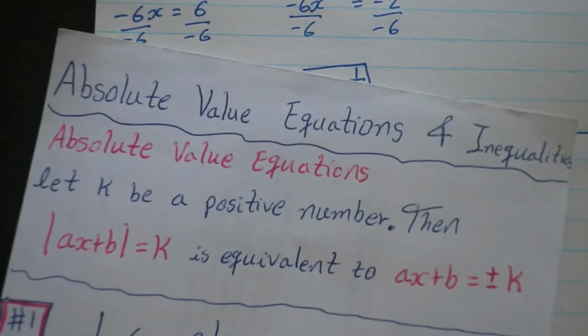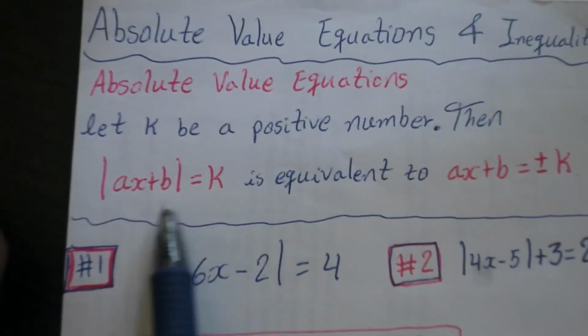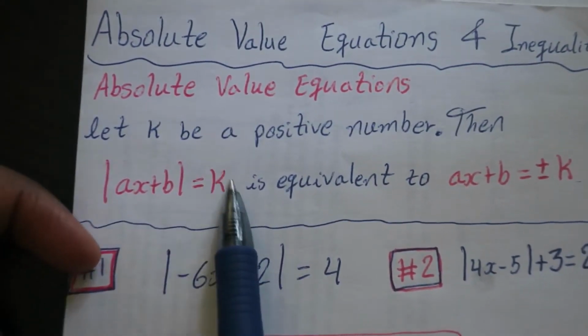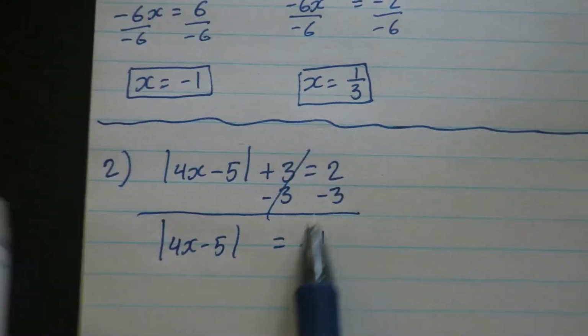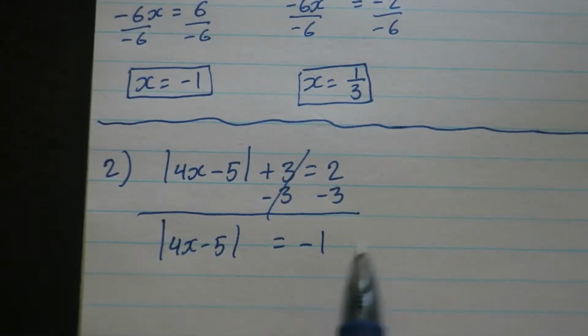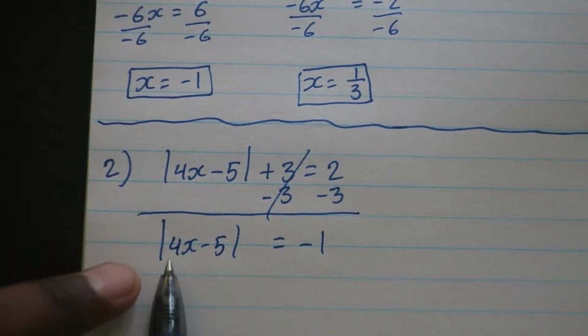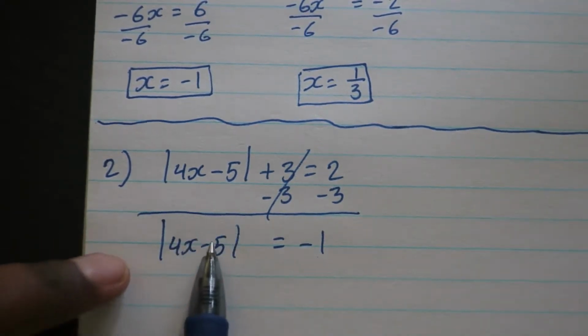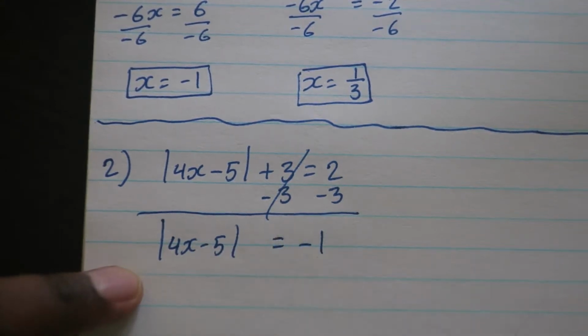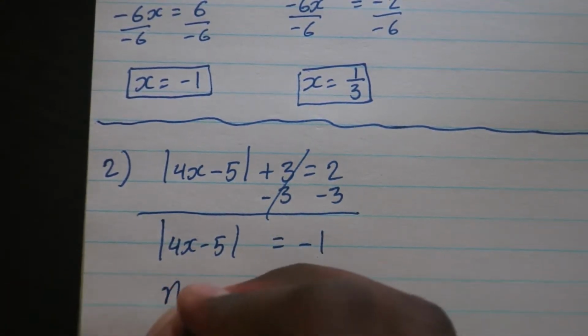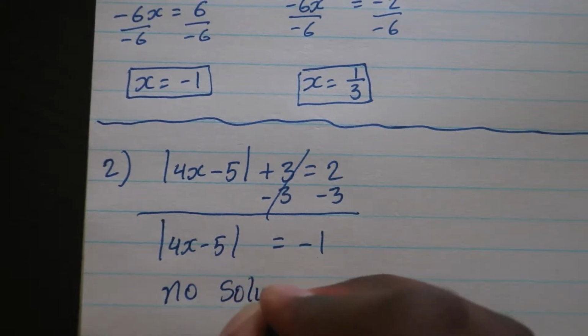Now remember, this only applies for a positive k. If it was a positive k, you can make two equations, but I have a negative k value here, and that tells me that the absolute value of any number is always positive. So you have a positive number equals a negative number. That can never happen. So this has no solution.